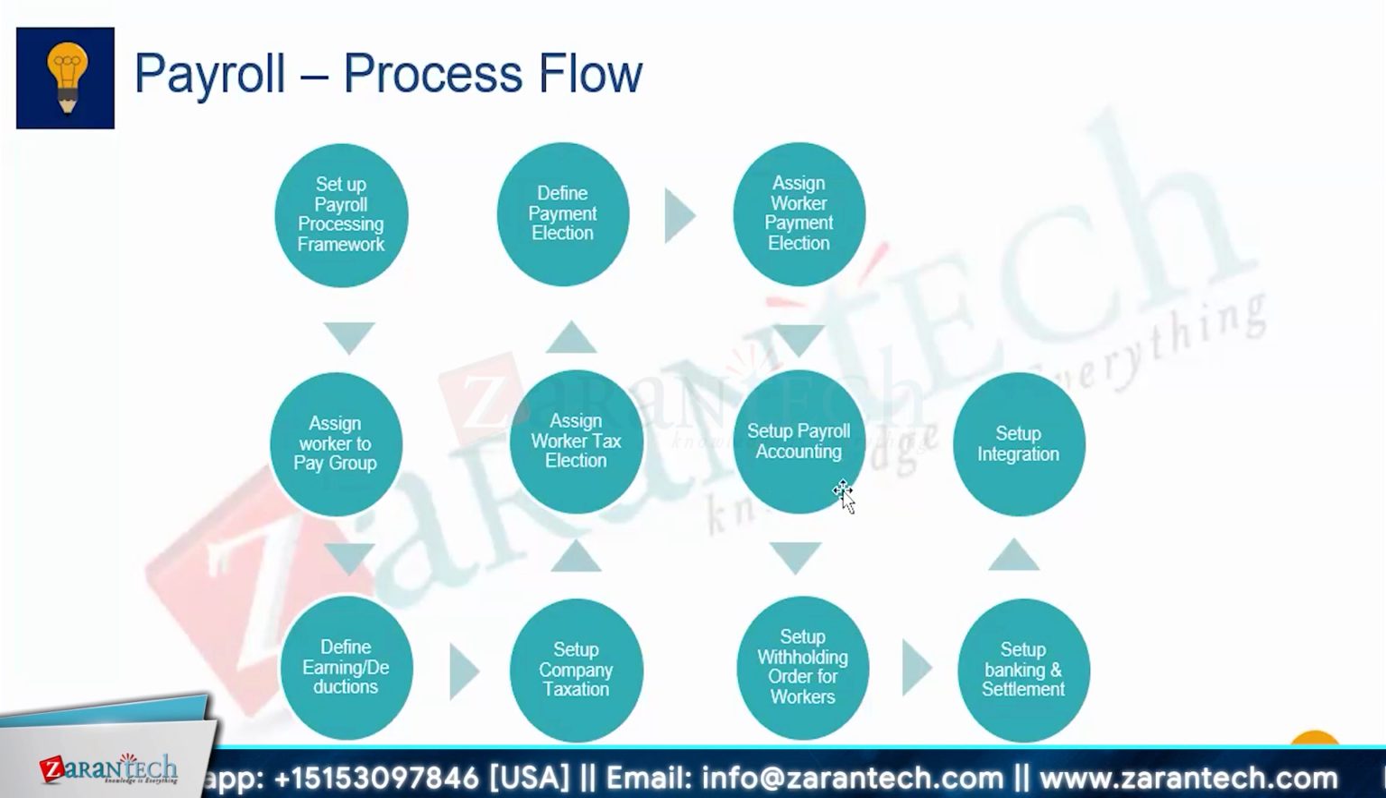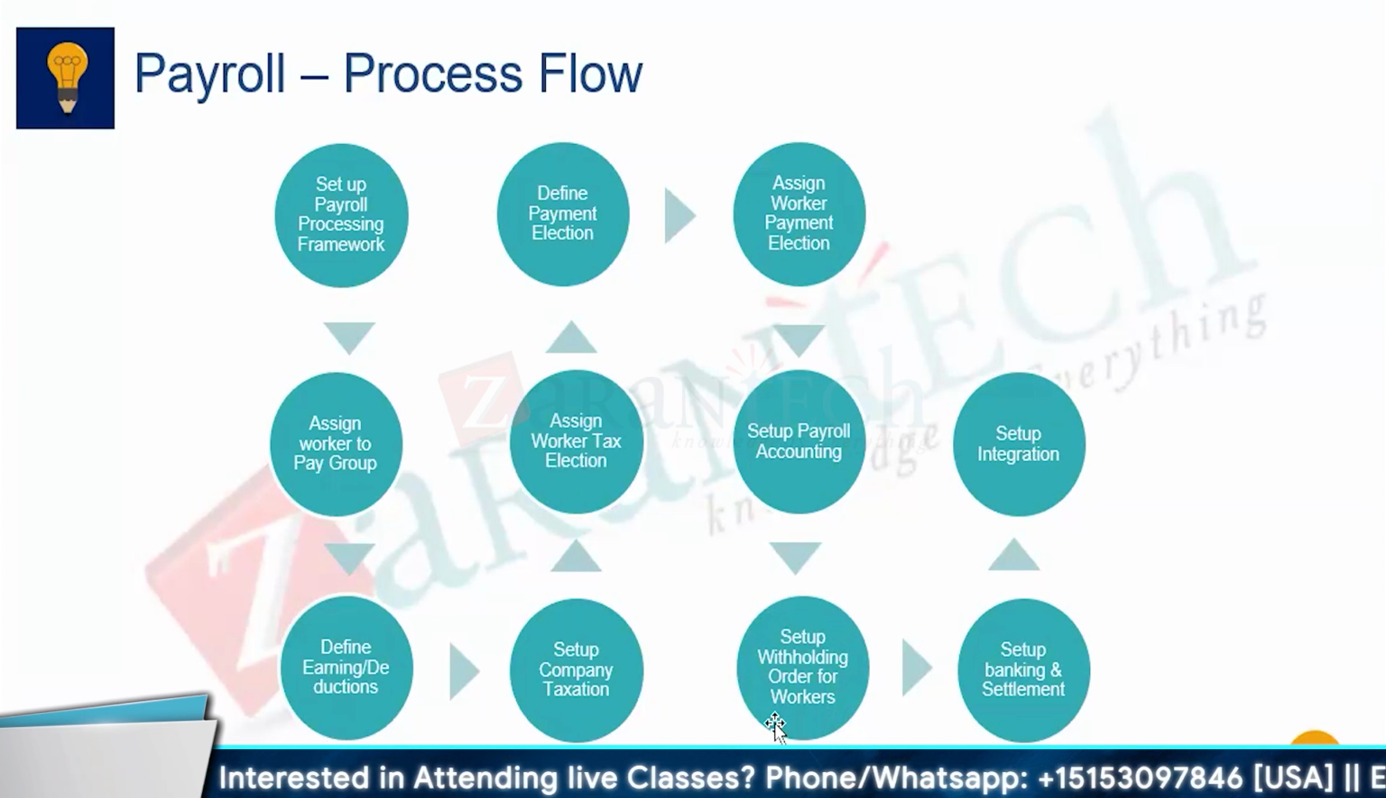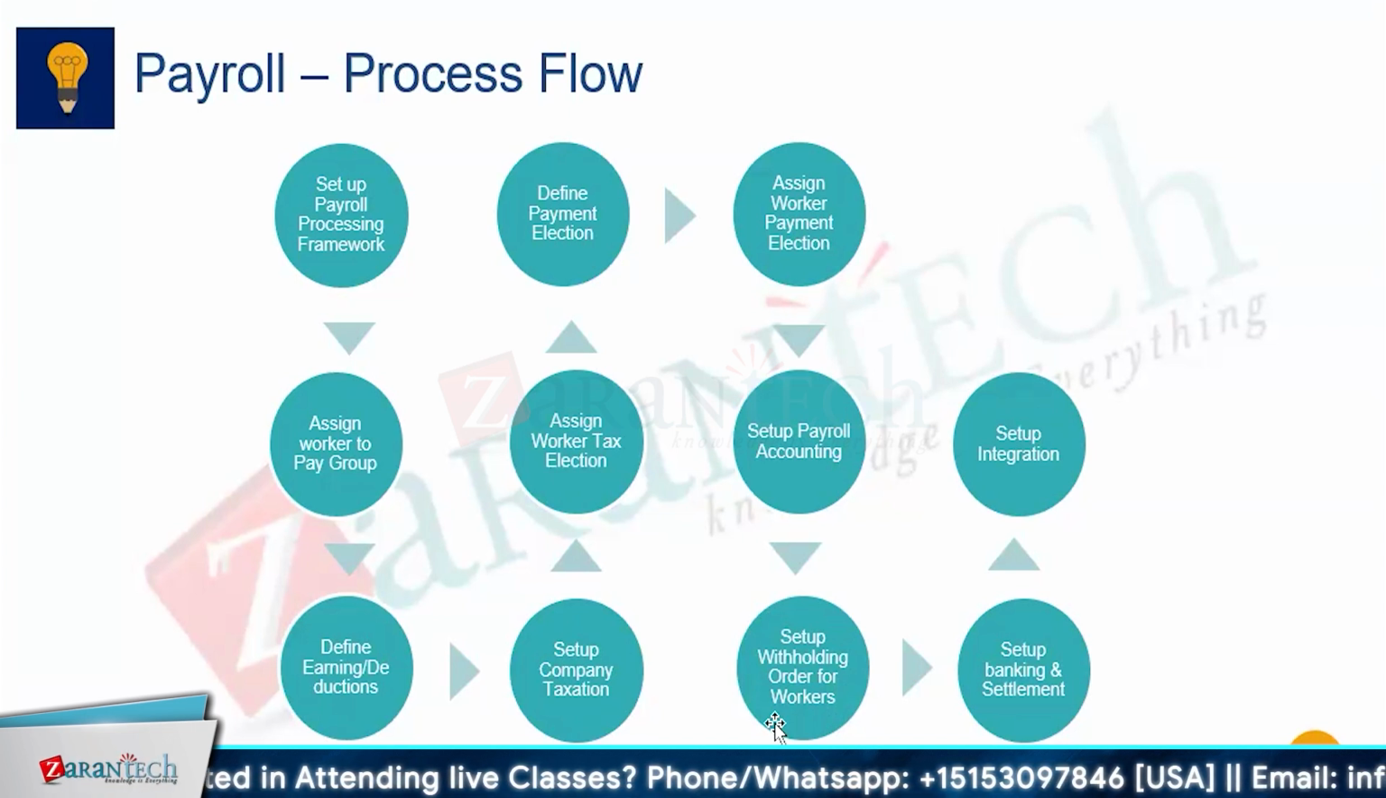Once your accounting setup is done, you can go ahead and assign your workers any withholding orders. Withholding orders are garnishments or involuntary reductions which come through the courts and other government agencies directly to your employer, and that employer will go ahead and load those garnishments at the worker level so that they can be taken out every pay period. Garnishments can be anything like a bankruptcy garnishment or child support, those kinds of things.